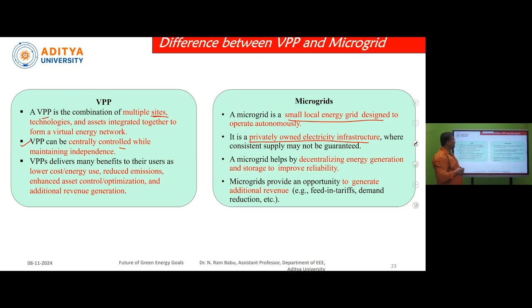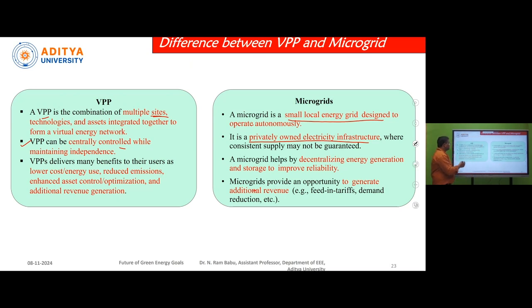Okay. Next, a microgrid helps by decentralizing energy generation and storage to improve reliability. Whereas the VPP delivers, okay, coming to this part, in a microgrid a decentralization concept will be occurring. And a microgrid provides an opportunity to generate additional revenue. That means the amount of energy we are generating, we can sell from the microgrid to the grid.